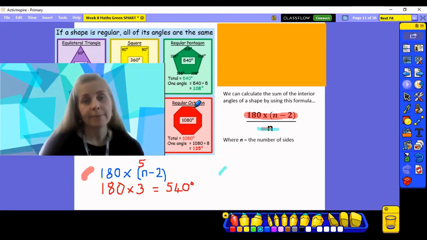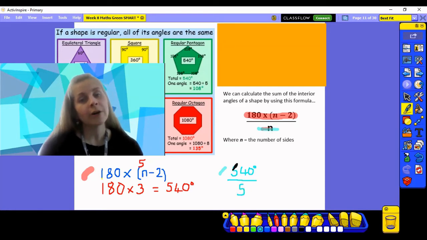Then for the regular shapes, we can use our total, in this case 540 degrees, and divide that 540 by the number of sides. In this case we're talking about 5 in our pentagon, so that n represents the number of sides, 5. Then we do 540 divided by 5, and that will give us what one of the interior angles in this regular pentagon will measure.